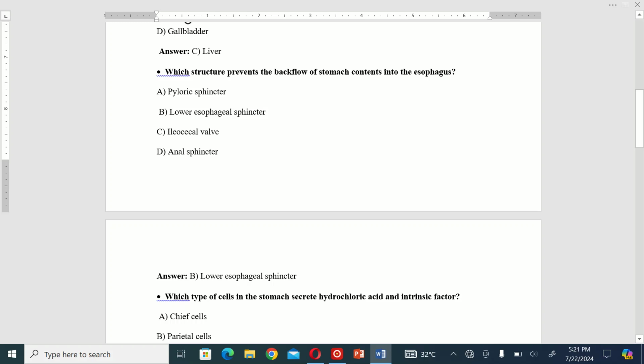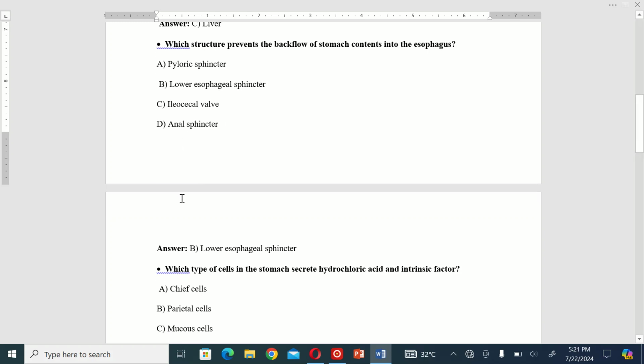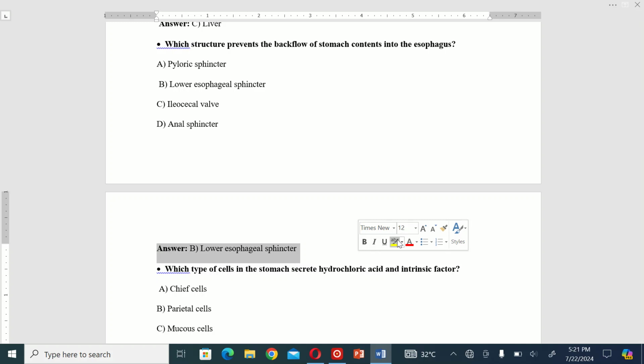Which structure prevents the backflow of stomach content into the esophagus? A. Pyloric sphincter. B. Lower esophageal sphincter. C. Ileocecal wall. And D. Anal sphincter. So the correct option is B. Lower esophageal sphincter.